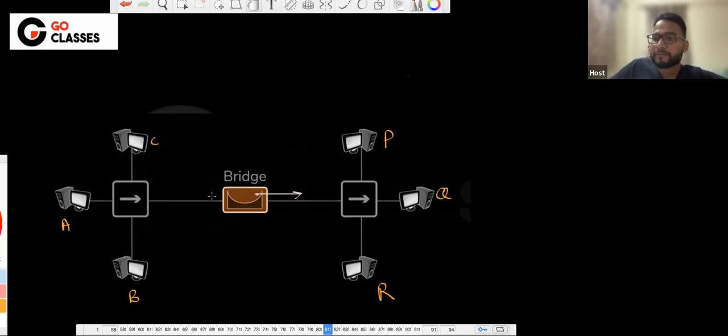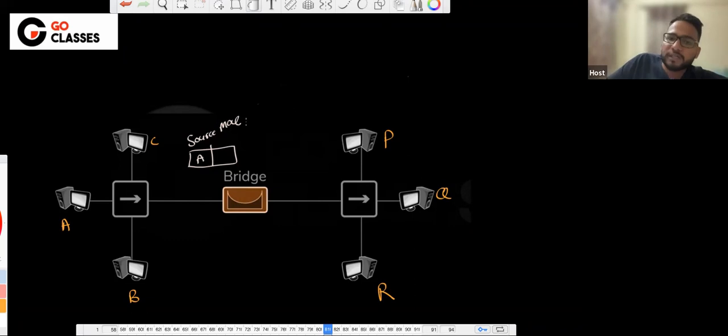How does it learn? No, the bridge doesn't have a network layer. So will it learn that C is on this side or something? No, it will only learn about A. Based on the source MAC address, it will learn. The frame that is coming will have a source MAC address, and it doesn't care about the destination MAC address. It will say, okay, source MAC is A. Then it will say, oh, it means that A must be on the left side. What about C? Maybe on the right side. It doesn't know, obviously, right?